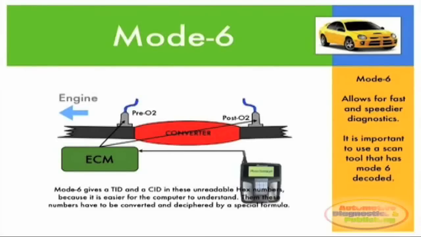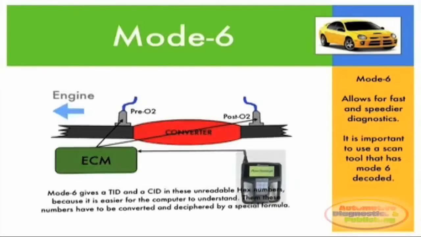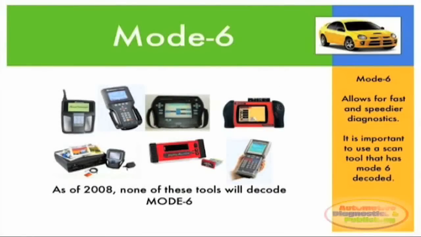As seen here, a normal scan tool can access these hex codes from Mode 6, which are easy for the computer to understand, but not the human brain. So it is up to the scan tool to translate Mode 6. Very few diagnostic scanners will decode Mode 6 due to the added cost of development.